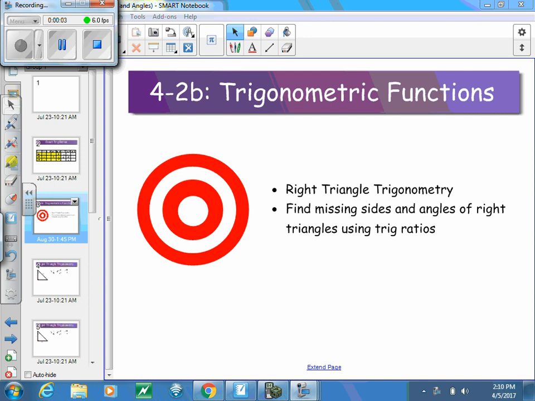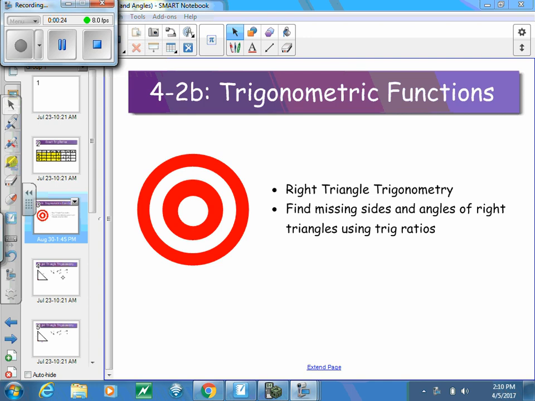All right, in the next 10 minutes or so, I'm going to go ahead and go over 4-2B, which is just going to, like I said yesterday, find the missing sides and angles of right triangles using our triangle trig ratios that we talked about yesterday. So we'll be using our SOHCAHTOA once again, and then we'll find our missing sides and angles.